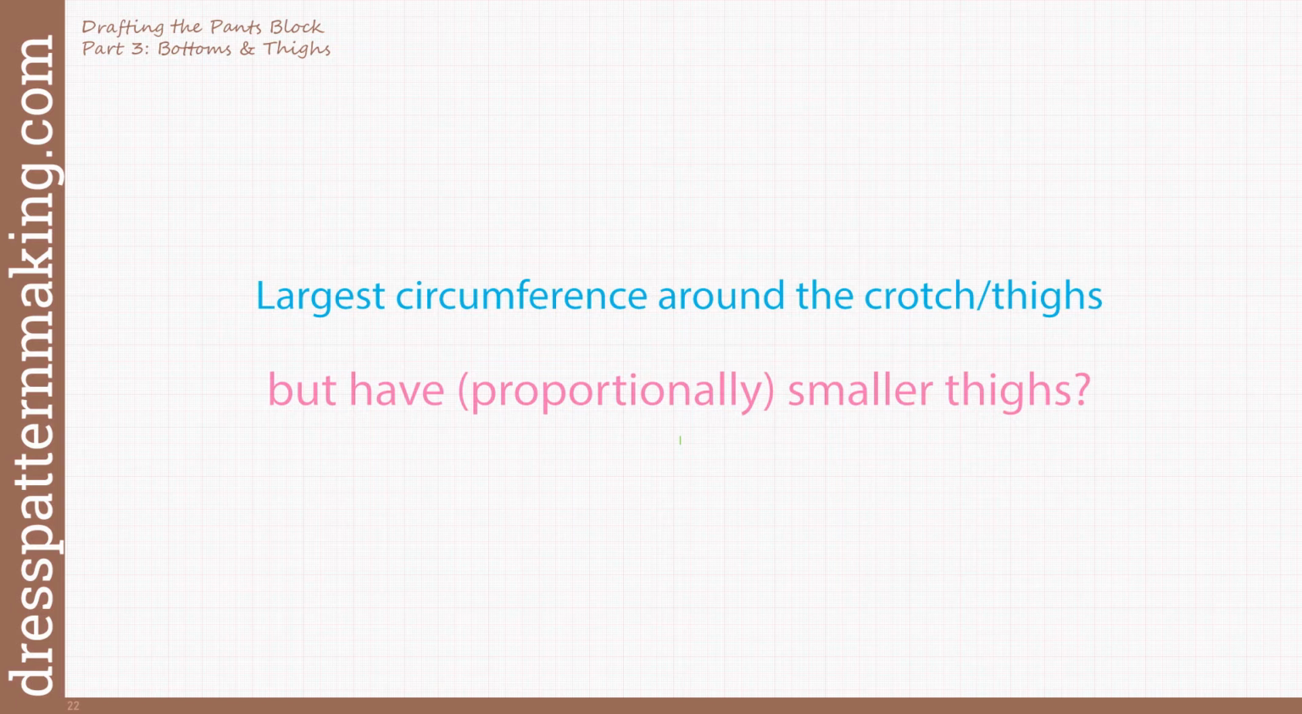So it might seem logical that those with really large thighs would end up with the largest circumference around the crotch and thighs, and it might also seem unlikely that you've got small thighs but you're largest around your crotch and thigh area. So I want to cover that.